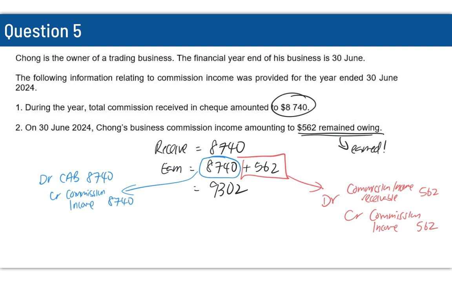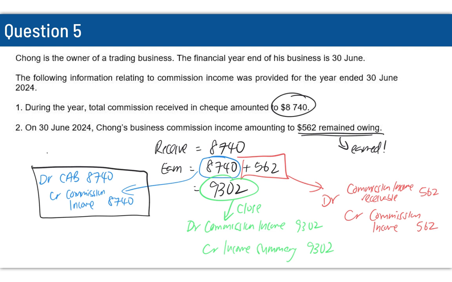And then the final amount which we calculated to be the amount earned, we will have to close it to the income summary. We close it by debiting commission income, debit the whole amount to reset it to zero, then credit the income summary. If you look at the requirement, part A asks for all 3 journal entries. So all these 3 journal entries will come in.